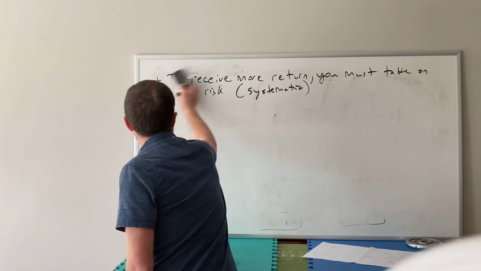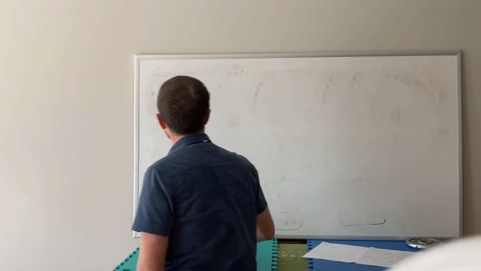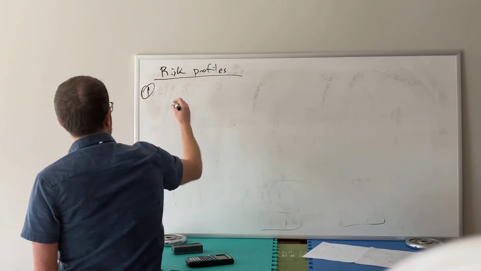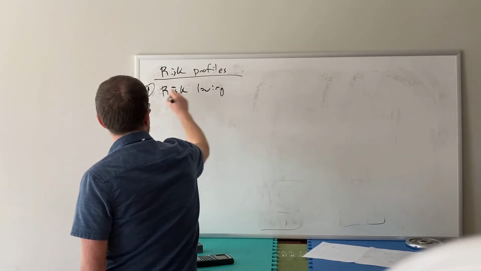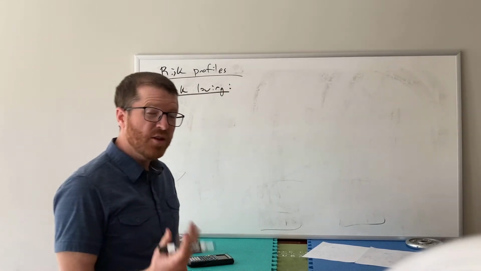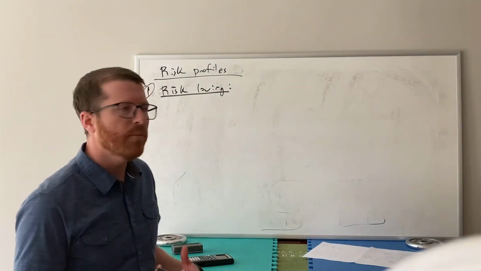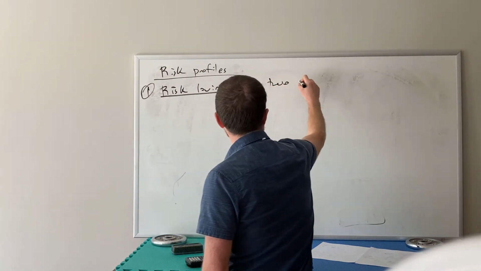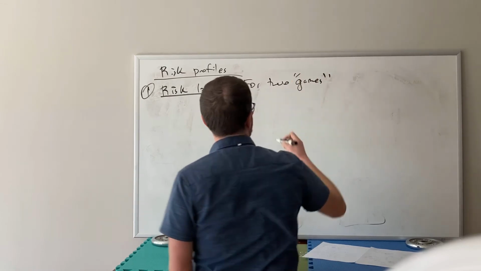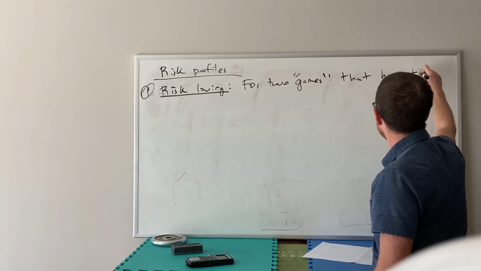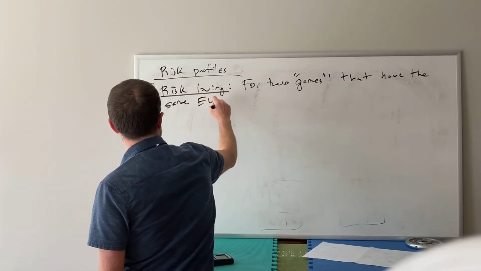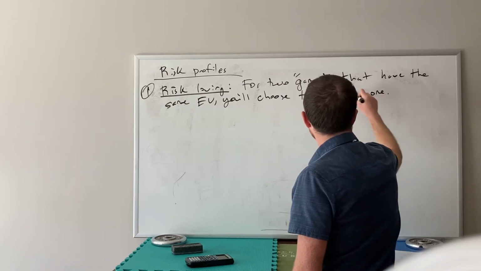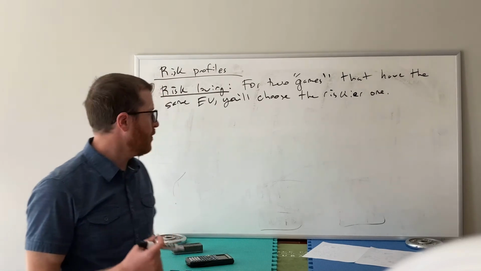Okay, when it comes to risk, you can take on one of three attitudes. You might think about how you fit into each of these risk profiles. One possibility is you're risk-loving, right? This is unusual when it comes to large sums of money, but you do actually see it from time to time. Risk-loving basically means that for two games or investments or what have you, that have the same EV, you'll choose the riskier one.